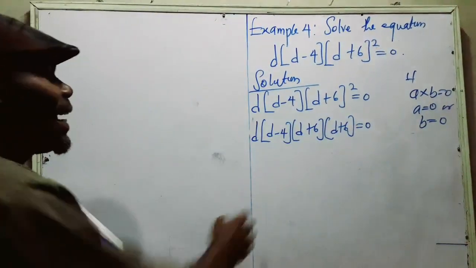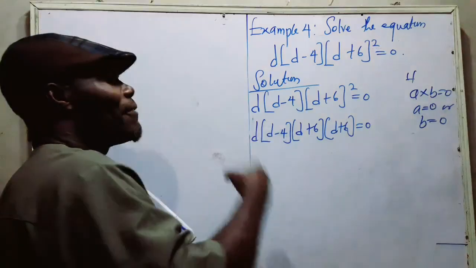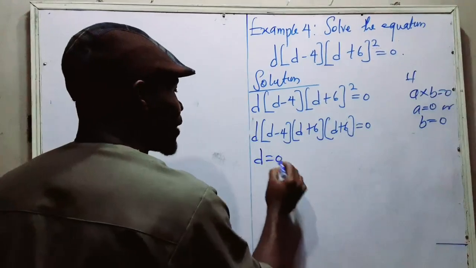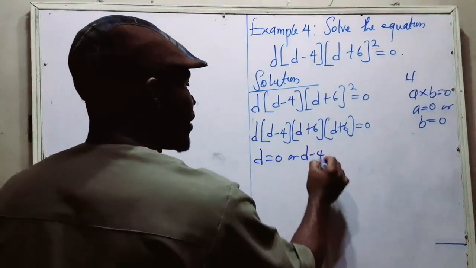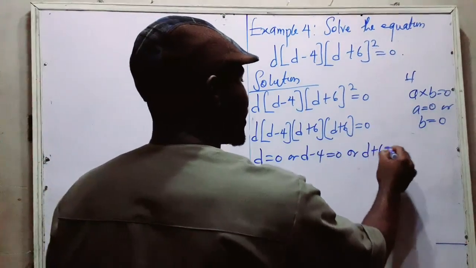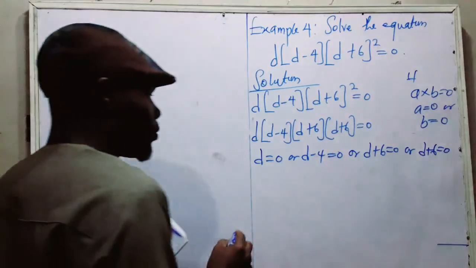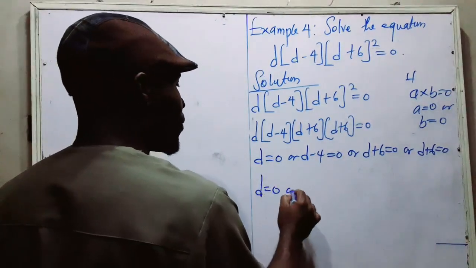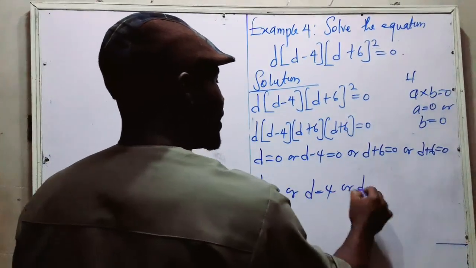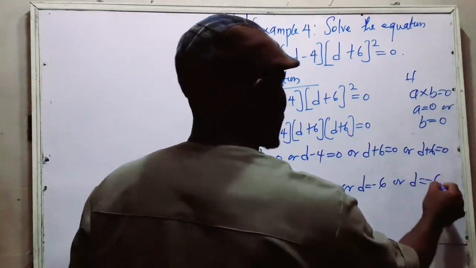You are now able to say that it is either of these factors that is equal to 0. That is why everything is equal to 0. It is either d is equal to 0, or d minus 4 is equal to 0, or d plus 6 is equal to 0, or d plus 6 is equal to 0. So we have d is equal to 0, or d is equal to 4, or d is equal to minus 6, or d is equal to minus 6.